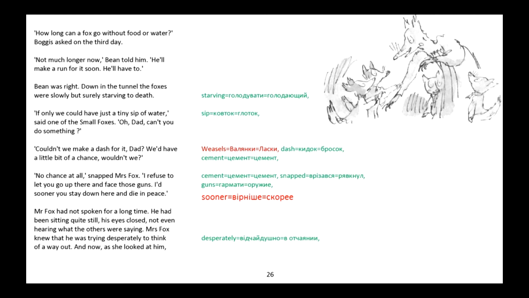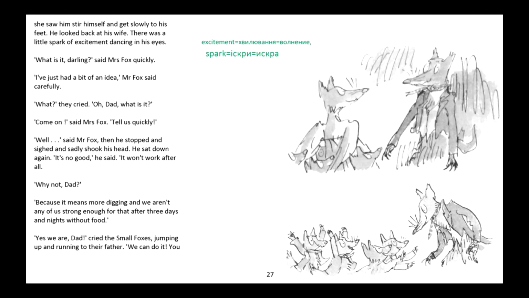Mr. Fox had not spoken for a long time. He had been sitting quite still, his eyes closed, not even hearing what the others were saying. Mrs. Fox knew that he was trying desperately to think of a way out, and now, as she looked at him, she saw him stir himself and get slowly to his feet. He looked back at his wife. There was a little spark of excitement dancing in his eyes.